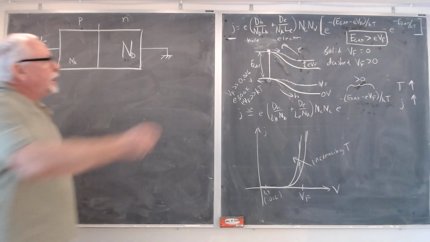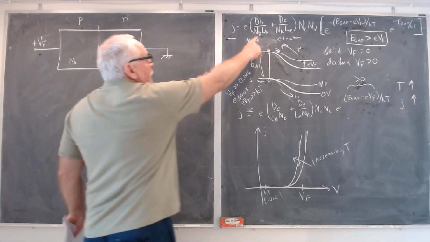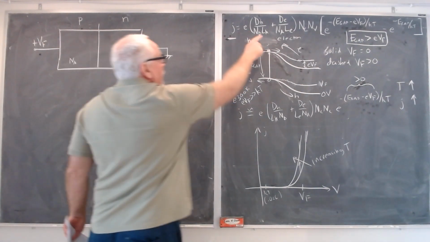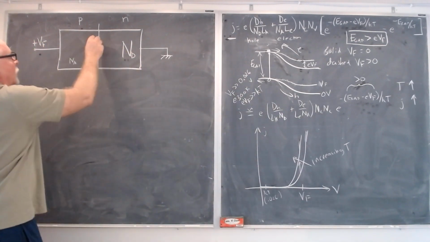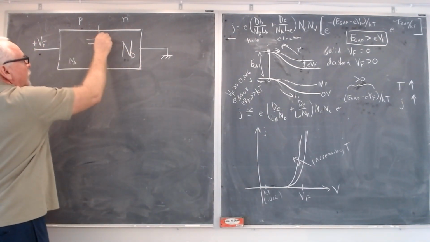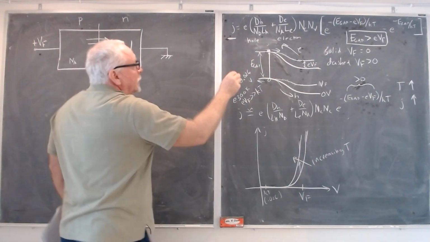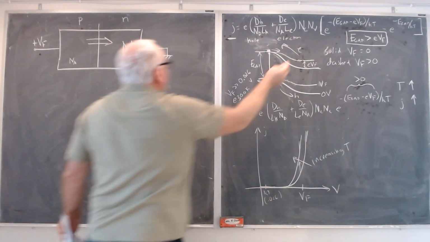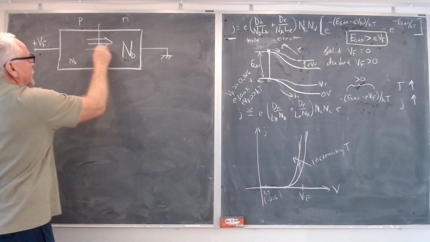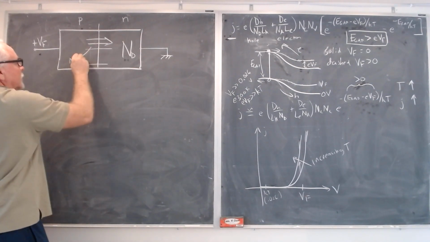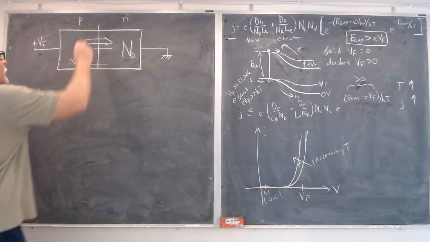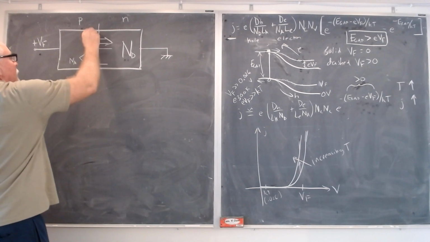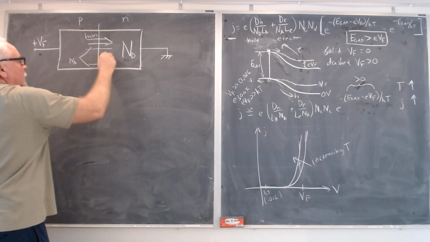All right, now look what happens. If ND is much bigger than NA, the hole component is small. But NA is much smaller, and it's in the denominator, so the electron component is huge. There's holes and electrons.